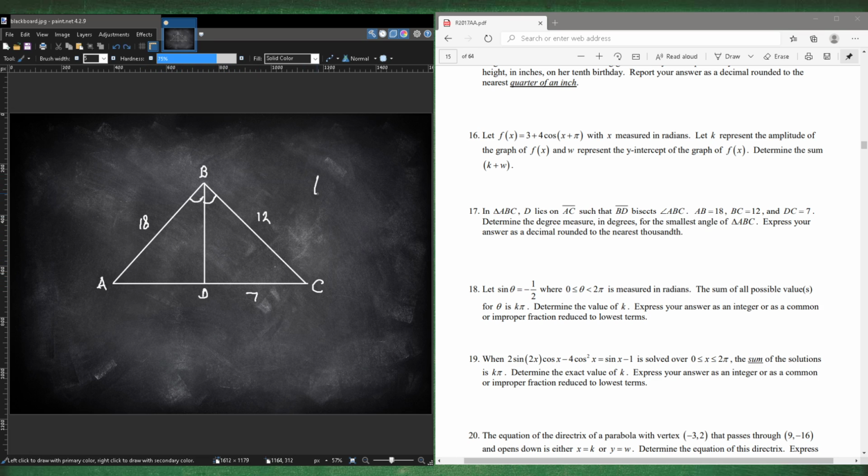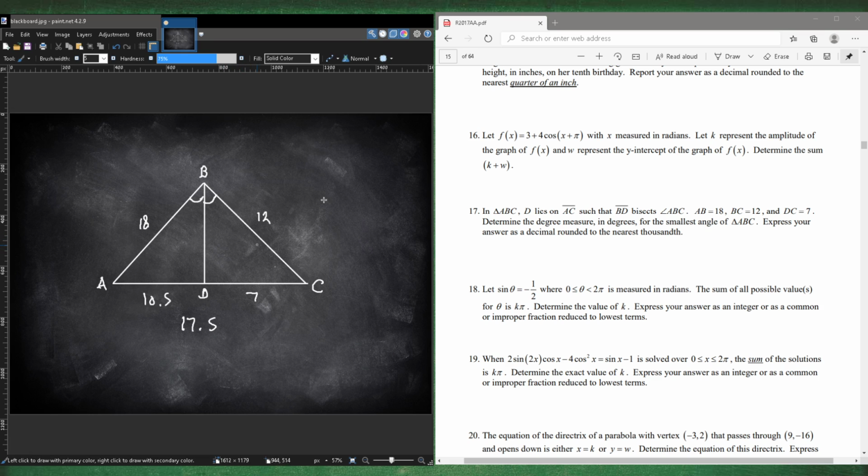So 18 divided by 12 is equal to our mysterious length, which is x divided by 7. So that is just 1.5 times 7, which is equal to our x. So that is 10.5. So this is 10.5. So adding that together, that is 17.5 as this length.